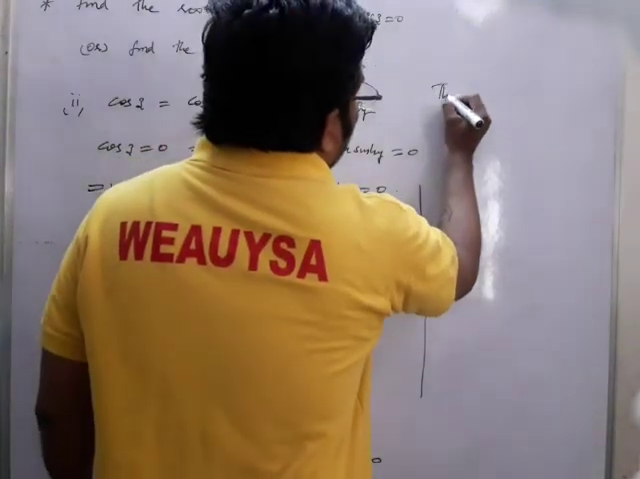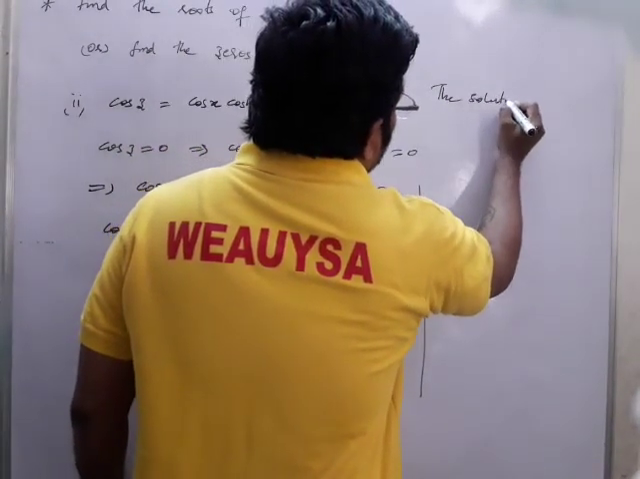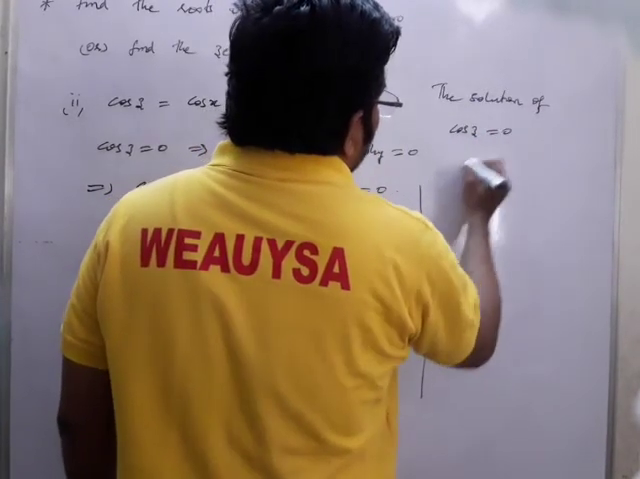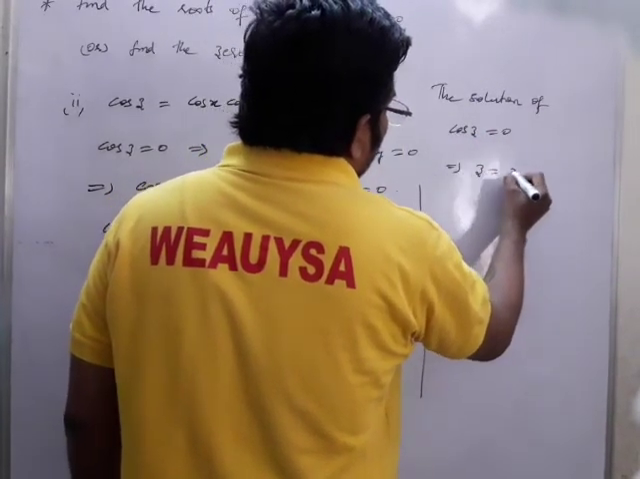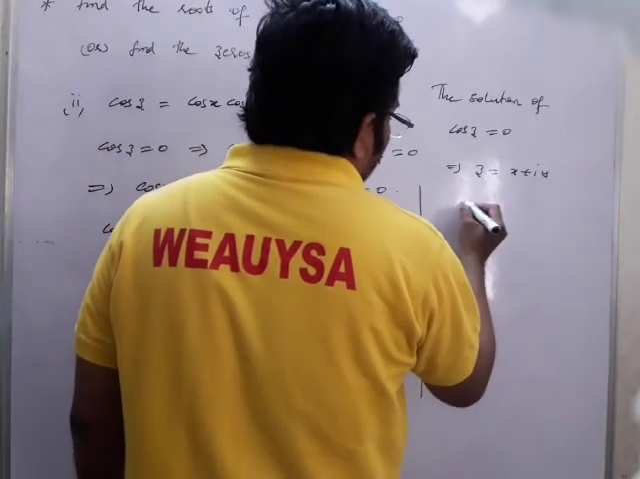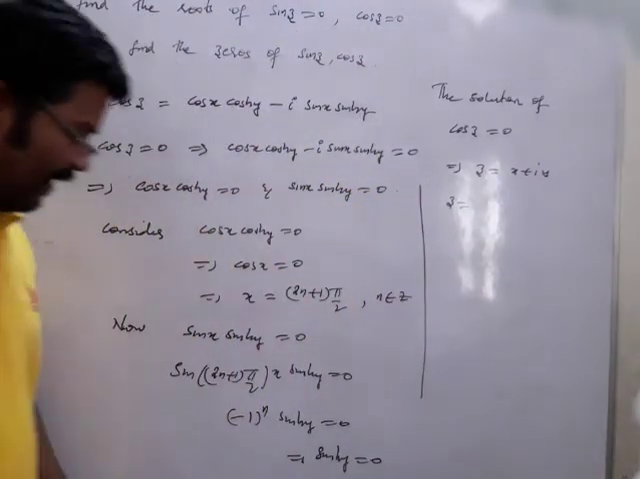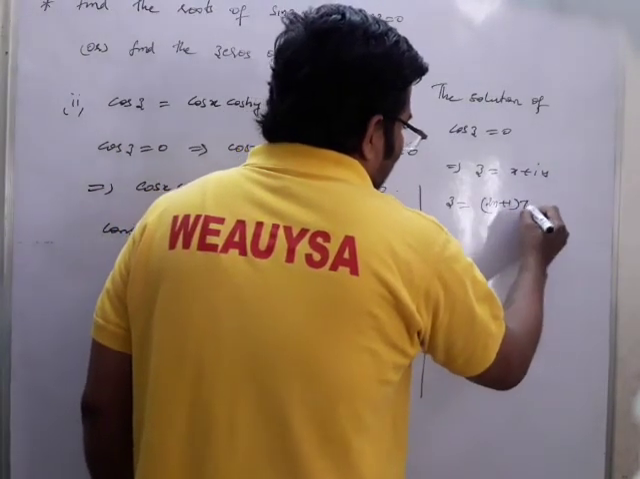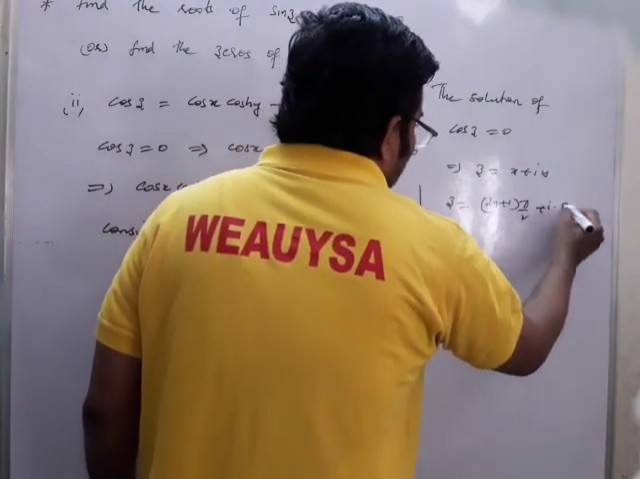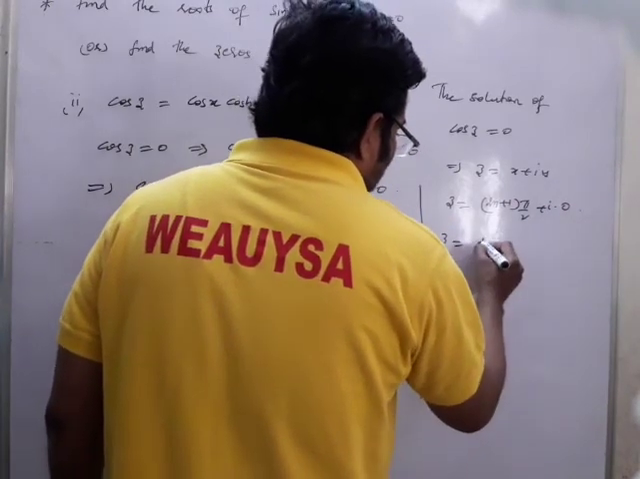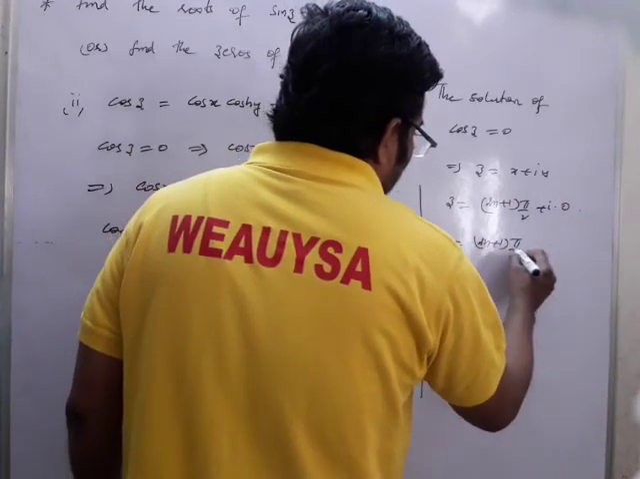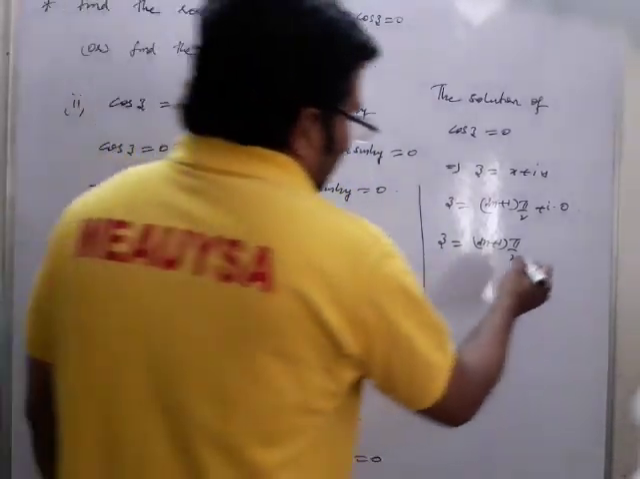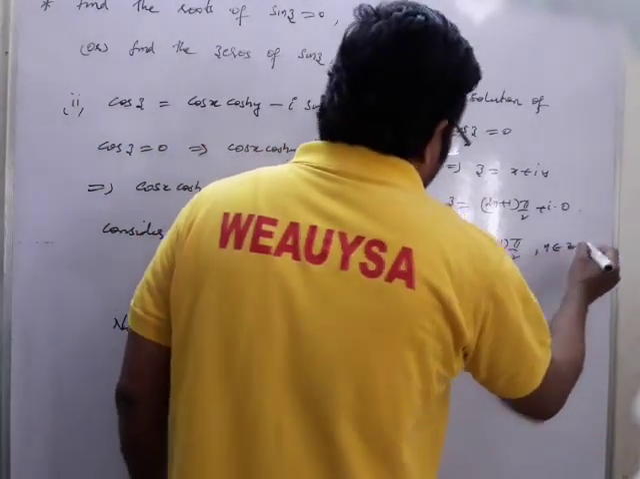So the solution of cos z equal to 0 is z equal to x plus iy. So therefore z is equal to, what is x? x is (2n+1)π/2 plus i into 0. So z is equal to (2n+1)π/2, for all n belongs to integers.